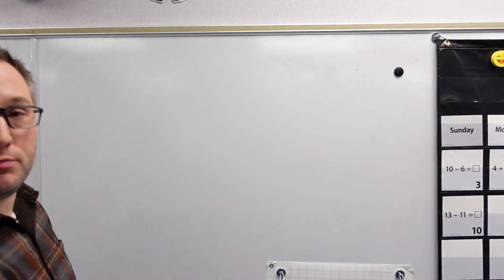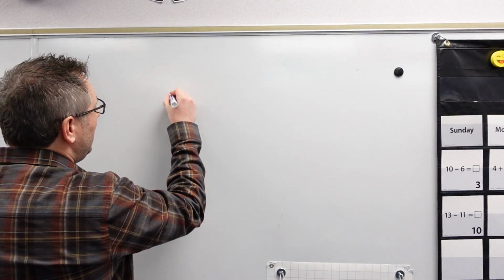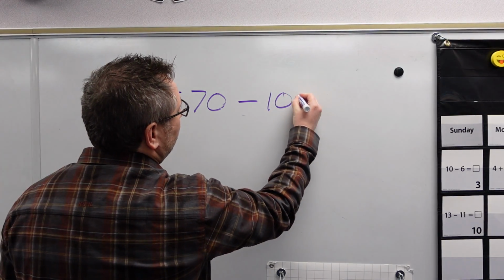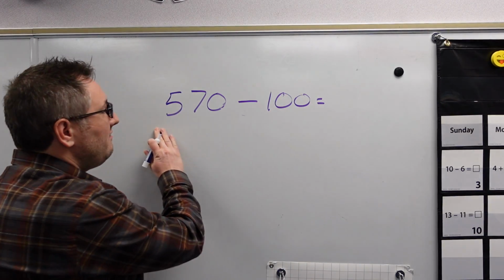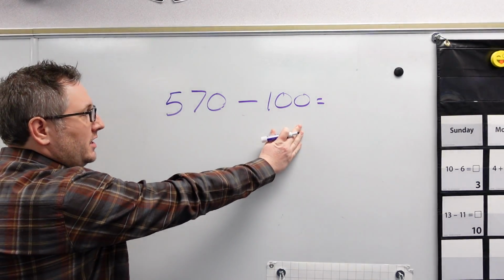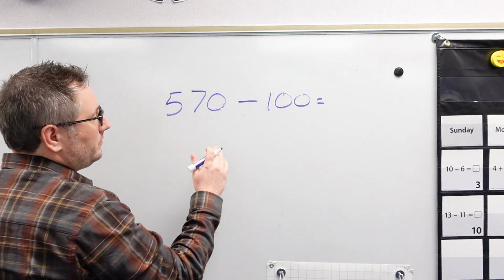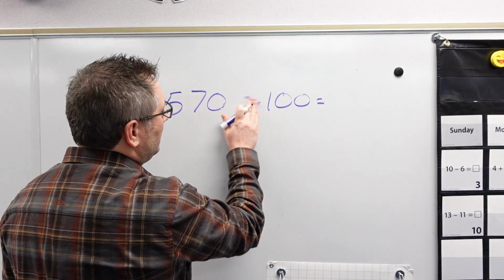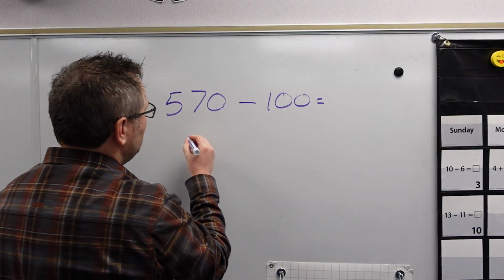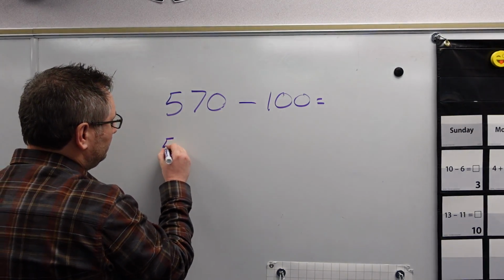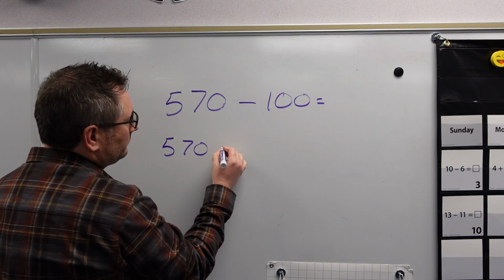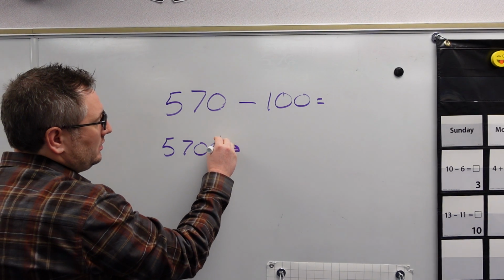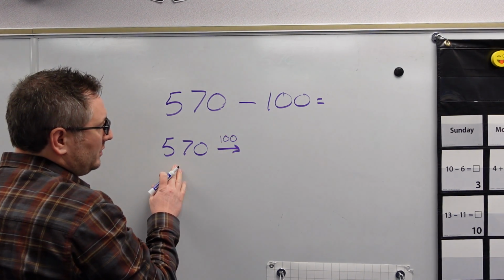Here's our first problem. 570 minus 100. You use an arrow in between to tell you what the next part is. So 570, and we could just start by taking away 100. We don't have to break it into a smaller number.